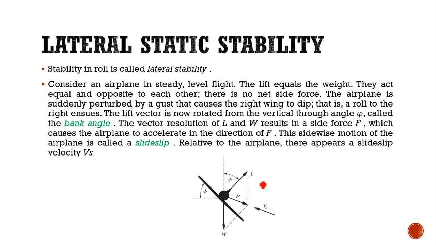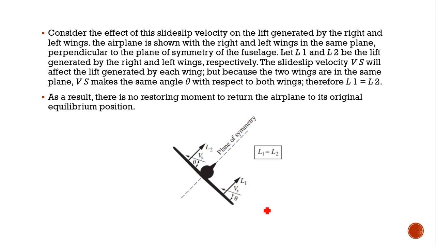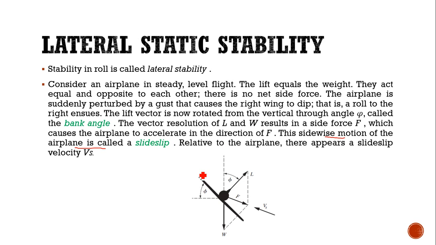so that the aircraft will be in equilibrium position. So here also the main problem in lateral stability is the side slip. The side slip is the sideways motion of the airplane. So it is called the side slip, and there will be a side slip velocity, that is Vs. How the side slip occurs, we will see here. That's why we are considering a dihedral wing to minimize this side slip.